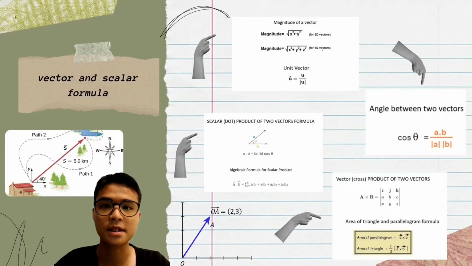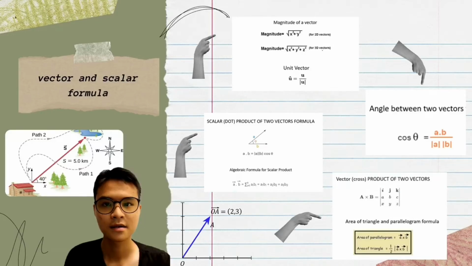The next one, the scalar dot product of two vectors. The formula is a dot b equals magnitude of a times magnitude of b times cos theta. And the algebraic formula for the scalar product is a dot b equals a1 b1 plus a2 b2 plus a3 b3. And the angle between two vectors formula is cos theta equals a dot b over magnitude of a times magnitude of b.